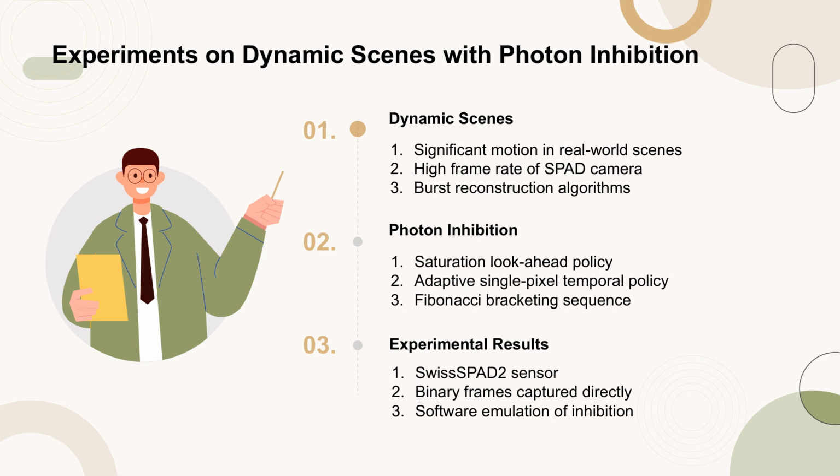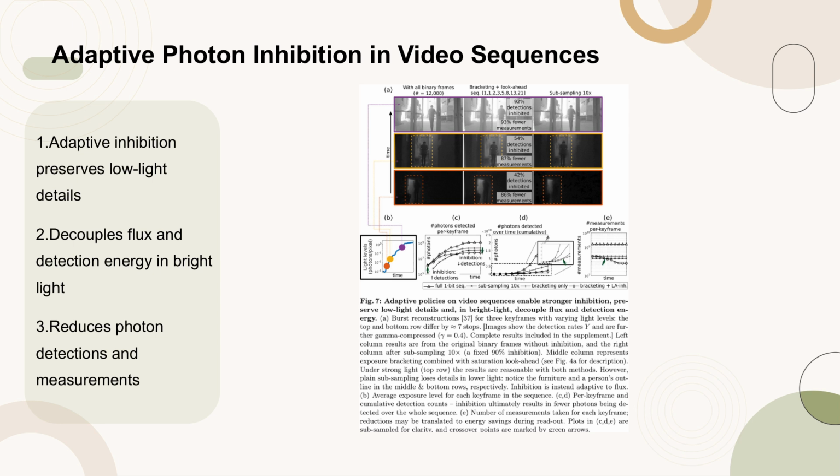The experiments use a Fibonacci bracketing sequence and convert each bracket to a maximum likelihood estimate of flux. The results are obtained using the Swiss SPAD-2 sensor, which captures binary frames directly, and inhibition is emulated in software. Figure 7 illustrates the effectiveness of adaptive inhibition policies on video sequences.